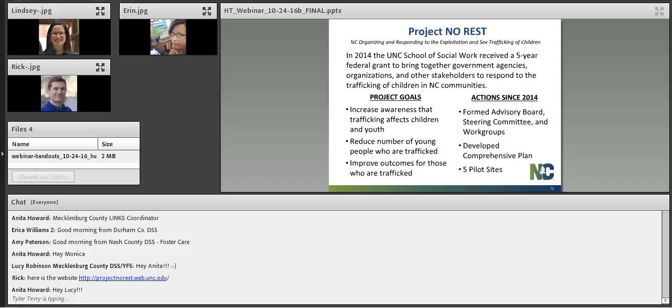These sites are going to work, again, to implement various aspects of the comprehensive plan, to build their response on the local level to the trafficking of children in their communities, and to forge collaborations among various stakeholders and youth-serving agencies at the local level. And as the project proceeds through the end of this calendar year, project staff and the steering committee members will be working with these pilot sites to prepare for the implementation of their project.